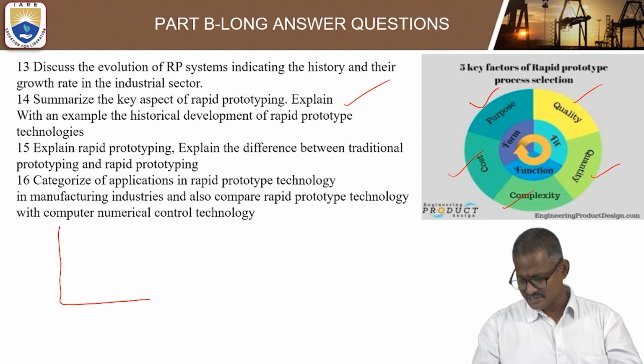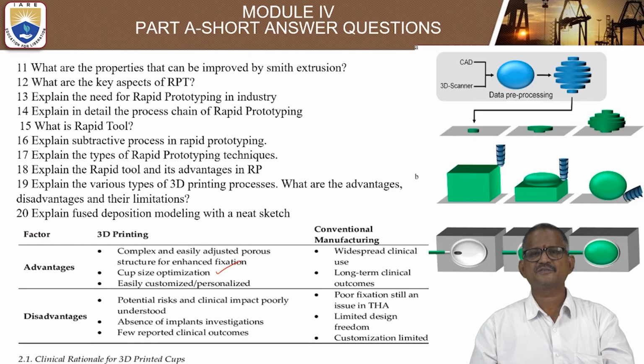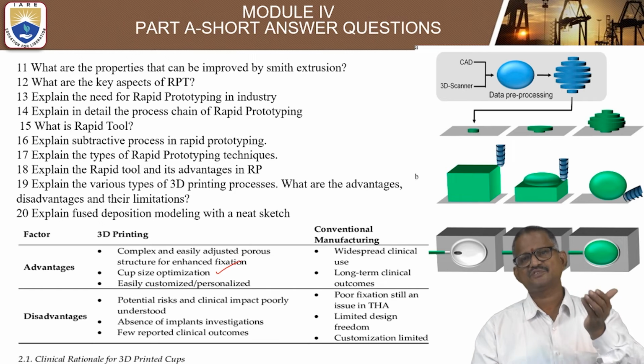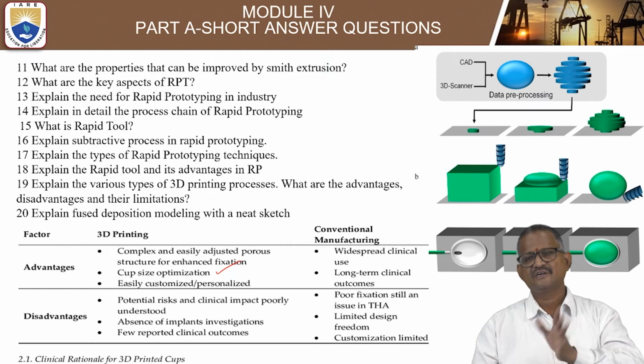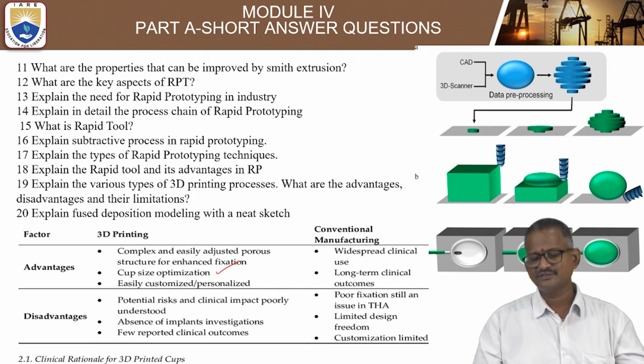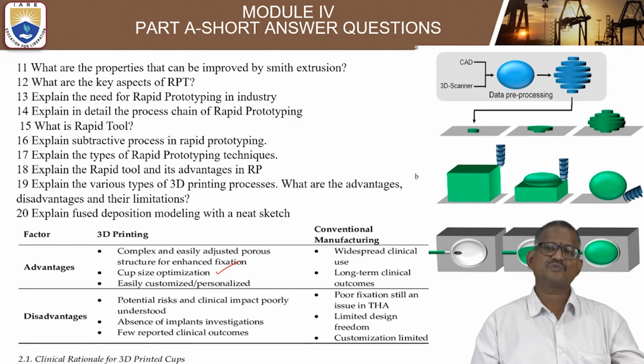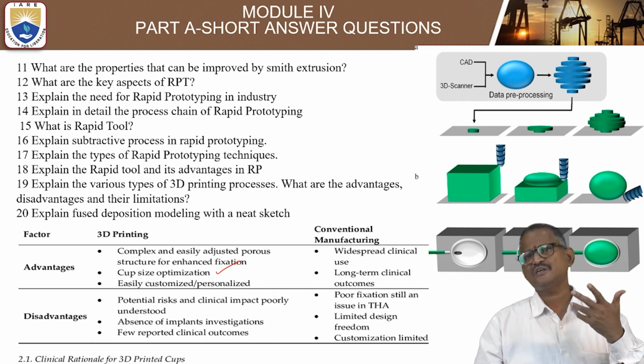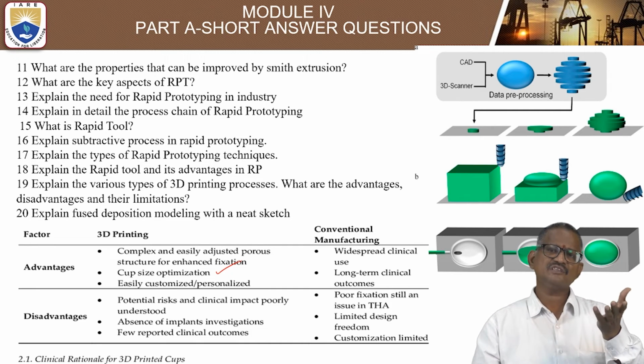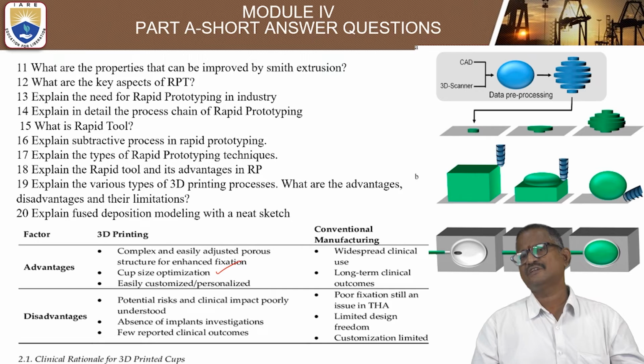So this is what I explained. This is 3D printing and conventional. Conventional means traditional. So you need to explain clearly with some step by step procedure. Widespread clinical use, you can use the conventional. Long term clinical outcomes are there for the conventional, it is the traditional one. The cost also at that time is very little.